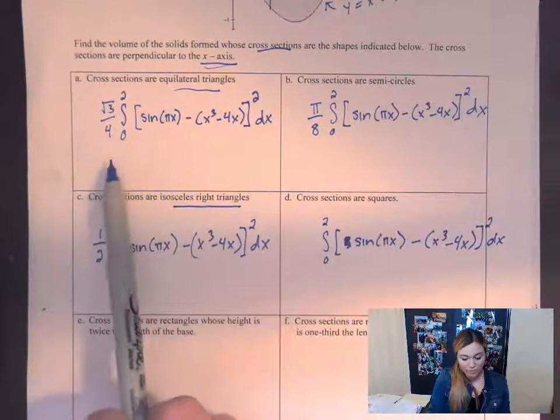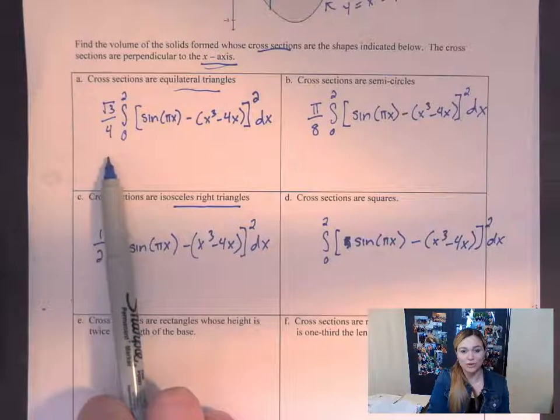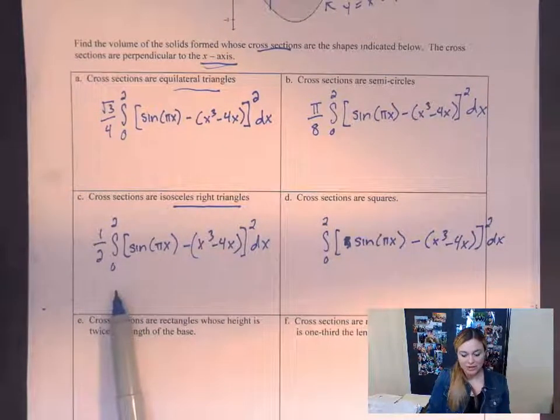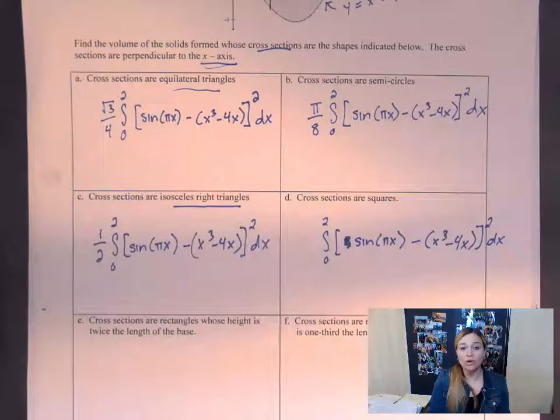So here, the equilateral triangles, make sure you got square root of 3 over 4. Semicircle cross sections, pi over 8. Isosceles right triangles, 1/2. If you need to go make note cards for yourself or something right now to get these in your head, do that. This would be a good time.